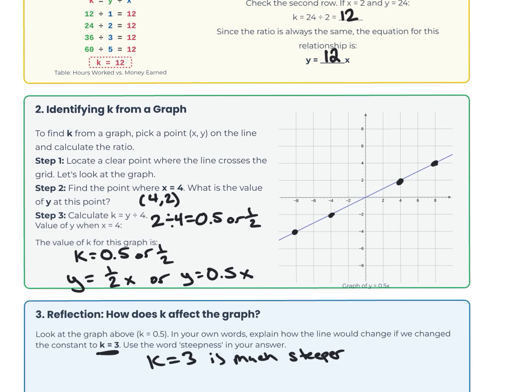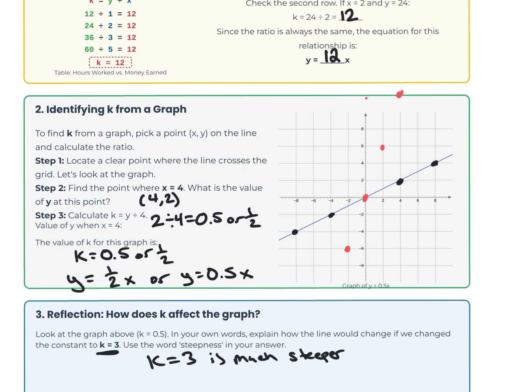So if we went up here and graphed that k equals 3, it would still go through 0, 0, but now when x is 2, we'd multiply it by 3, so we'd be here, and when x was 4, we'd multiply it by 3, and it would be 12, which would be like way up there, right? So we see this much sharper line, if you want to think about it that way. And so the bigger the k value, the steeper our line is going to be.